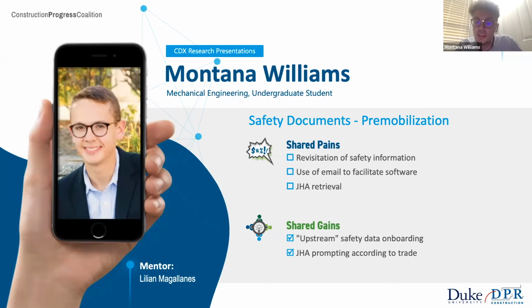Okay, cool. So shared pains briefly: revisitation of safety information that was covered in contract negotiations, use of email to facilitate a software that wasn't designed to be handled that way, and then retrieval of JHAs. Gains is by getting that safety data upstream at the mouth of the river, is what I've been saying. It makes the data onboarding a lot more efficient. And then JHA prompting according to trade so that there are no off guard JHAs and there's an expectation that it's on the way.